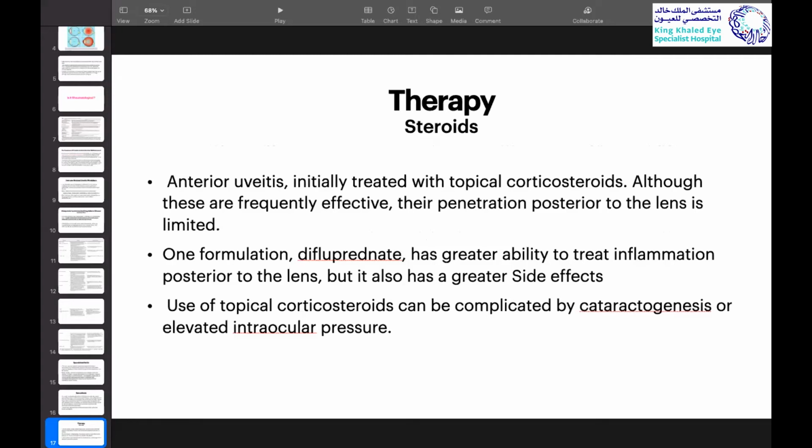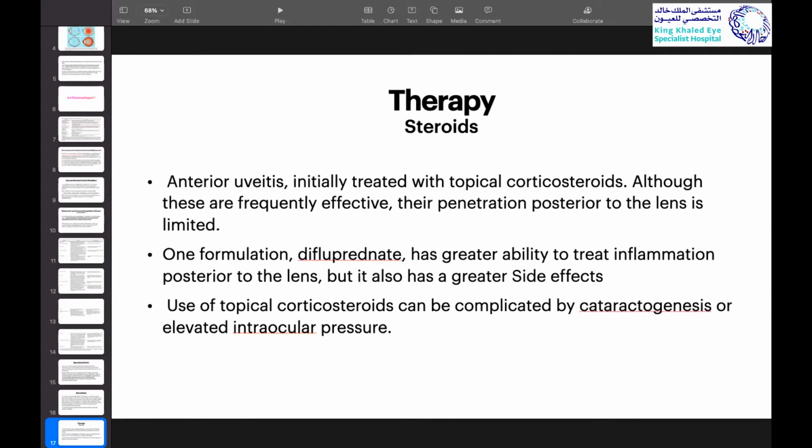Going through the therapy for uveitis, as with other immune related diseases, you're going to start with steroids. The anterior uveitis initially is treated by topical corticosteroids, and I know that we usually give patients with spondyloarthropathy steroid eye drops to help them when they start to have these symptoms. Although these frequently are effective, their penetration to the posterior lens is limited except for one formulation, which is difluprednate, and it has a greater ability to penetrate posterior to the lens, but sadly, it has greater side effects.